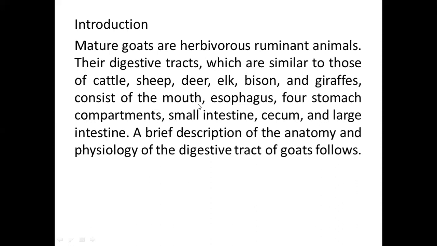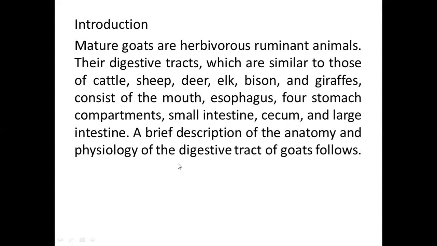The portion that is involved in the ingestion of food is the mouth. Then the esophagus, which passes the partly digested feed material and gases. Then the four stomach compartments start, and as we know, the compartments are the rumen, reticulum, omasum, and abomasum. After the four stomachs, there is the small intestine. There are different parts of a small intestine, as you know. Then the cecum, and finally the large intestine.